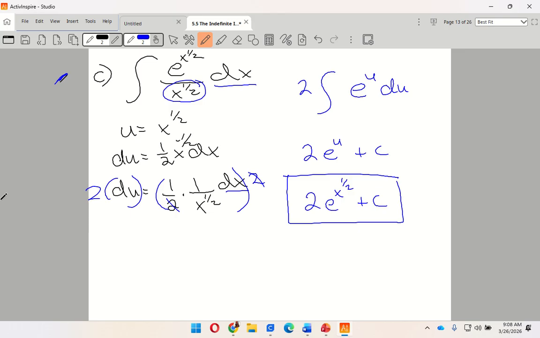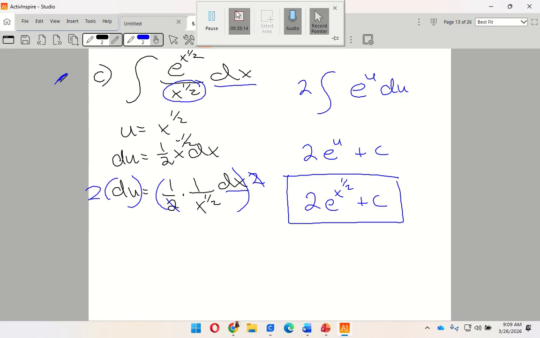There is advisory today, so if you guys want to come in and work on this, I highly recommend it, because you're probably going to have trouble getting these puzzles started. It's identifying what your u is.